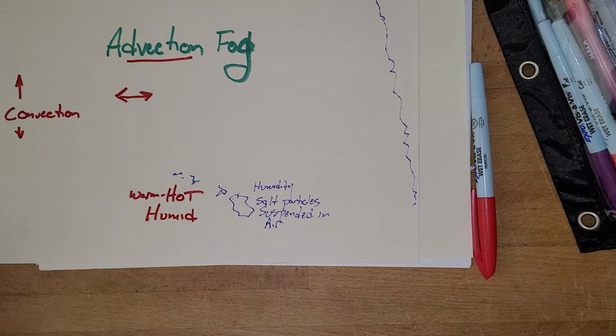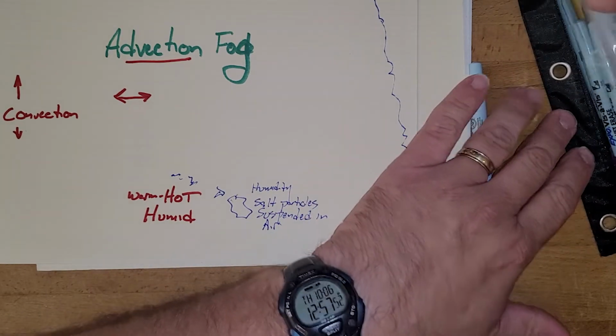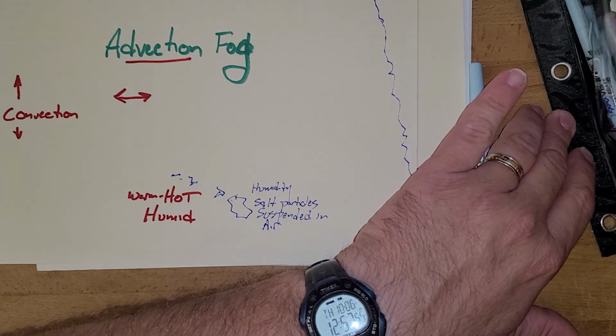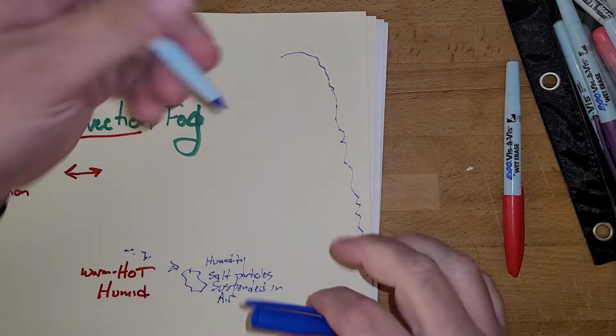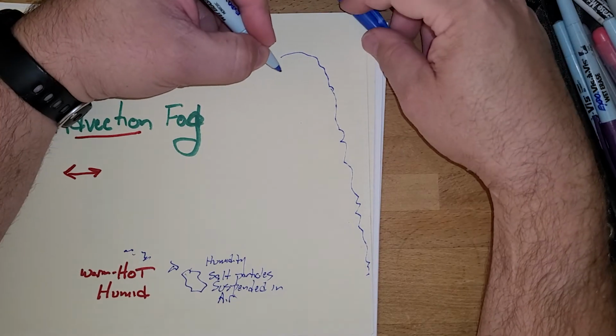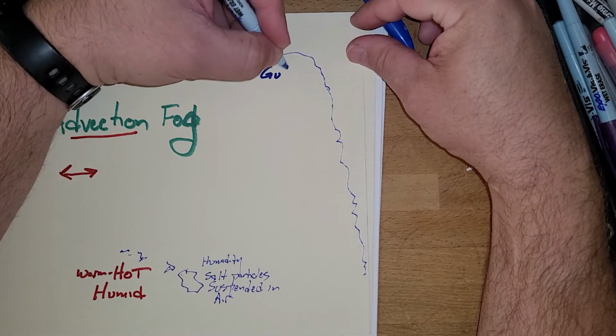Well, fortunately for us, and I'm looking for a nice thick wide old blue pen. There we go. Fortunately for us, we have the California current. Now what does that California current do? It actually comes from the Gulf of Alaska.